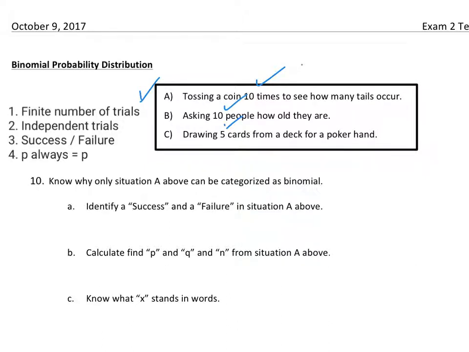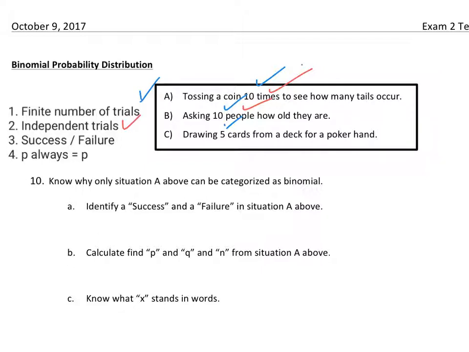That means after each trial, their results are not going to influence one another. This actually does pass for the coins because the coin's third flip doesn't depend on the first two flips. And the same thing with the 10 people. If you ask 3 people, the third person's response isn't going to depend on the first 2 people's response.